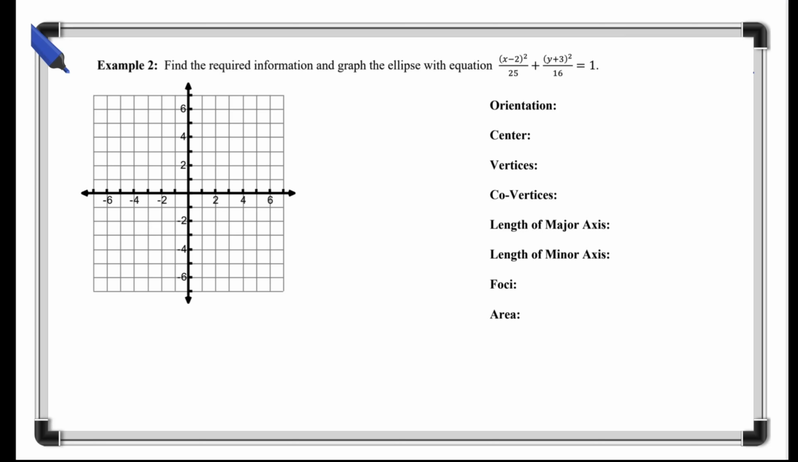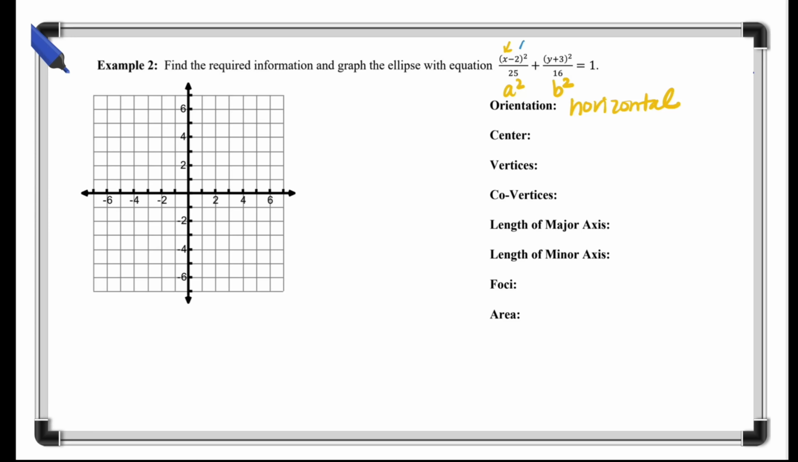Okay, here in example 2, if I look at my equation, it's already equal to 1, so that is good. So I'm already in standard form, so I don't have to change anything there. I do want to look for where is my larger value. So 25 here is a squared, this is b squared. So because 25 is on the x, you're going to have a horizontal orientation or horizontal major axis.